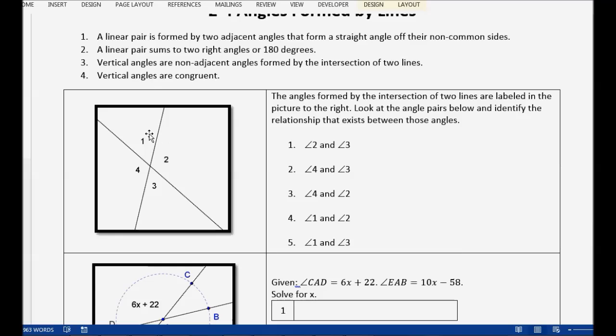Remember that linear pairs are adjacent to each other, so like 1 and 2. And vertical pairs are across from each other, like 1 and 3 and 2 and 4.